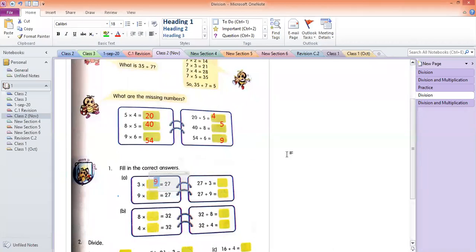3 multiplied by 9 equals 27. That means 27 divided by 3 equals also 9. 27 divided by 3 means we will check how many times we read the table of 3 in order to get 27. So that is 9. Both are the same. Very good.